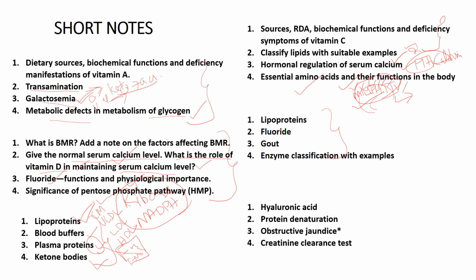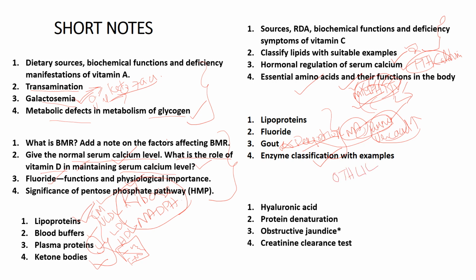Another set of questions you can see: lipoproteins, fluorides, gout. Gout is the degradation of nucleic acids. That is very important. That is purine degradation, and from purine only gout is produced. That means uric acid. If uric acid is increased, we call it gout. So it is a disorder of purine metabolism. Very simple.